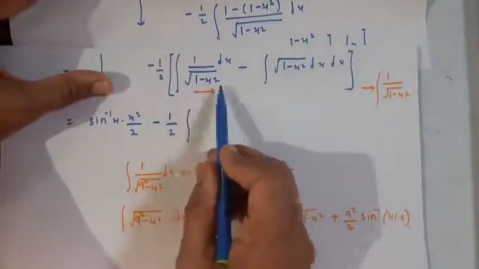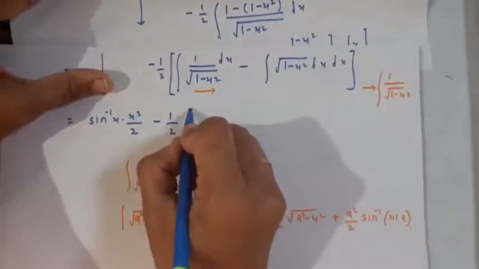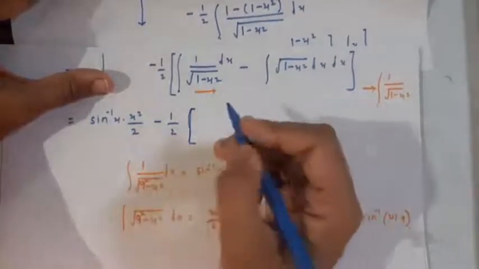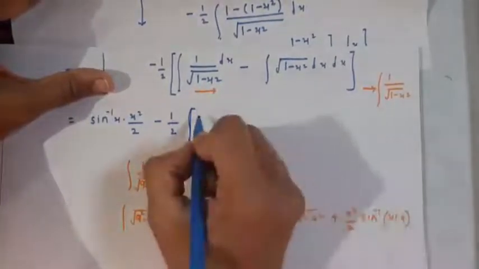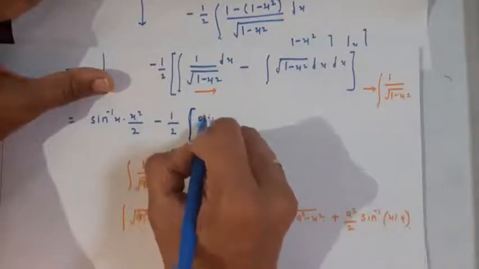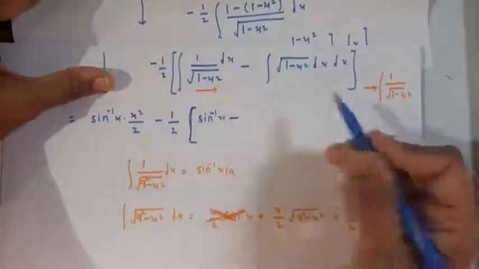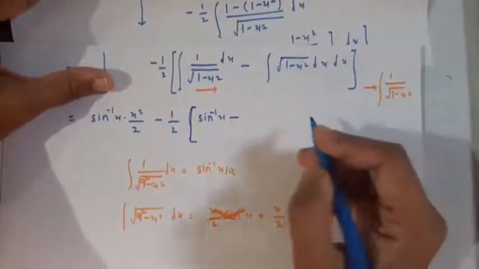So a is 1 and x square is x square. So this is the integration of the first term, that is sine inverse of x. The integration is directly sine inverse of x minus, for the square root of a square minus x square, x by 2.